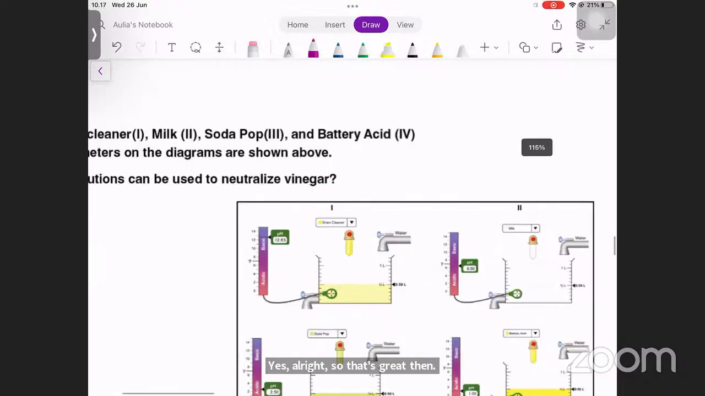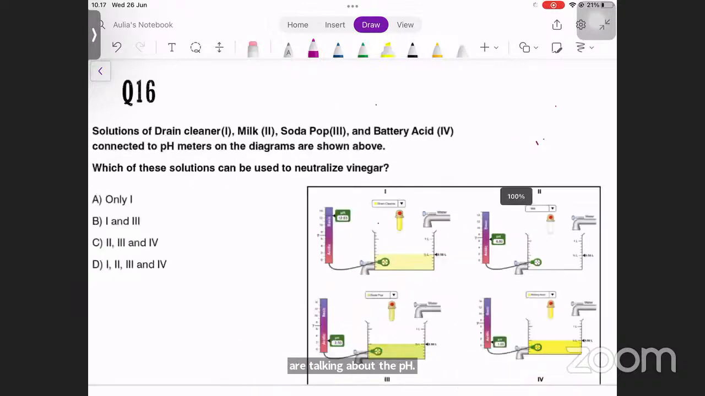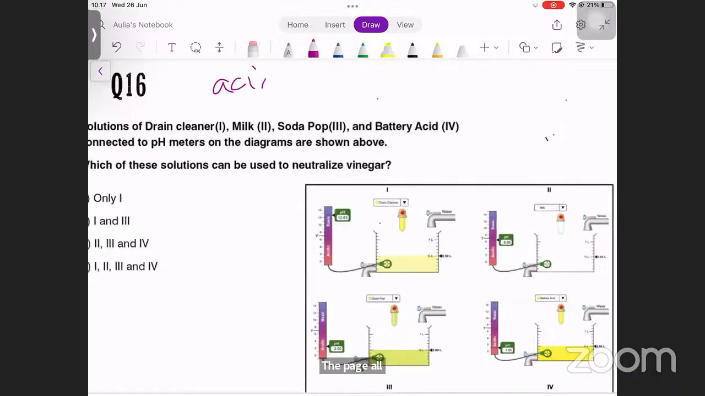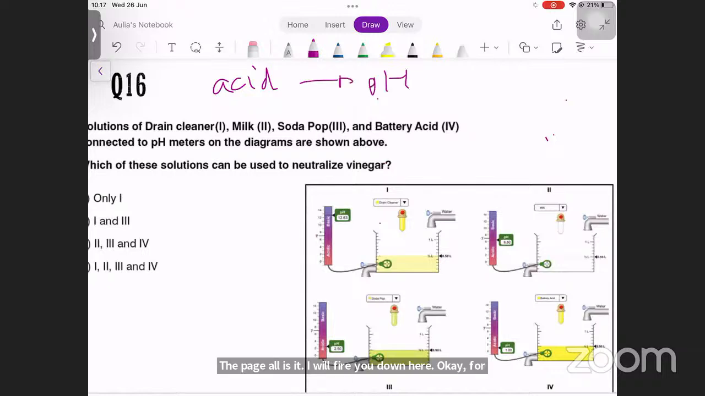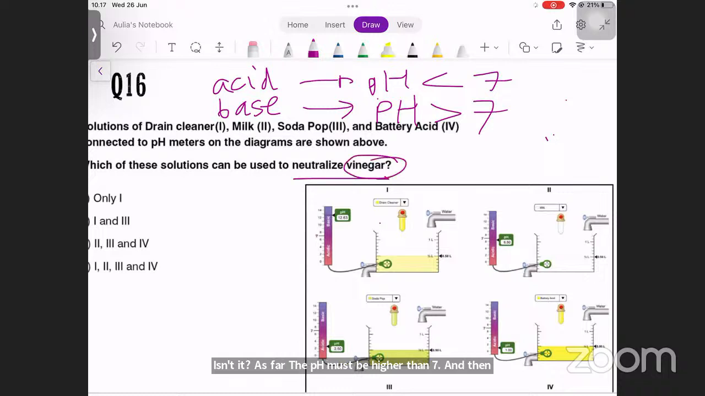Well, acid. If we are talking about the pH of acid, I will write it down here. For acid, the pH must be lower than 7, isn't it? As for a base, the pH must be higher than 7. And then the question is to neutralize vinegar. Vinegar is an acid. It is a very common acid, asam cuka, right? So in order to neutralize acid, we need to choose one substance which is a base.